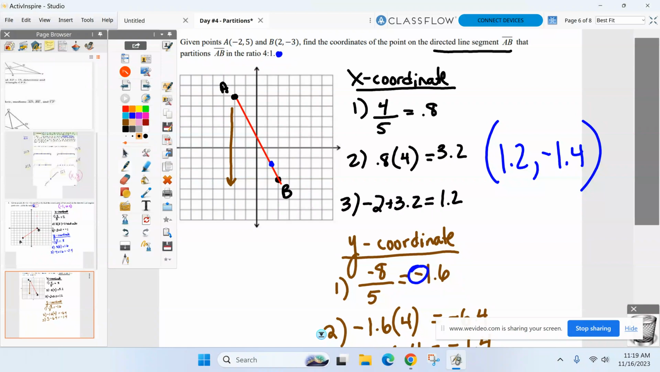In your group, you've got the next one. Let me know when you're done. When you and your group agree on the next one, let me know. Don't call me over unless you check it too. Make sure it lands on the line segment and it fits the ratio I asked for.